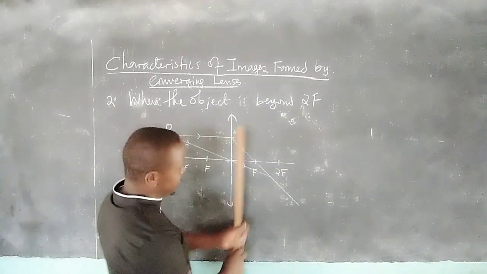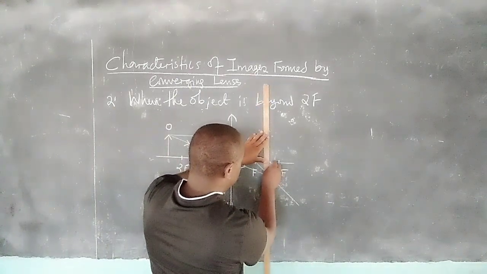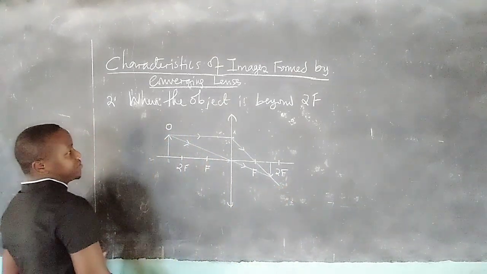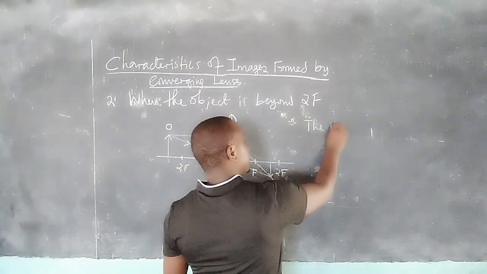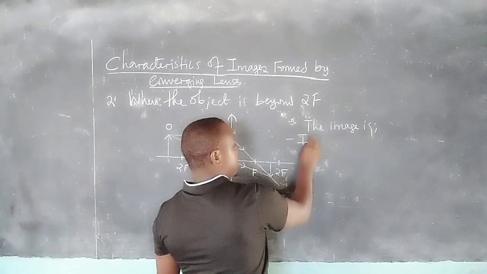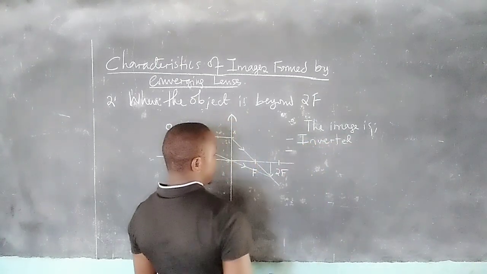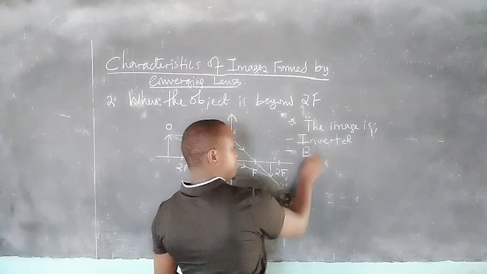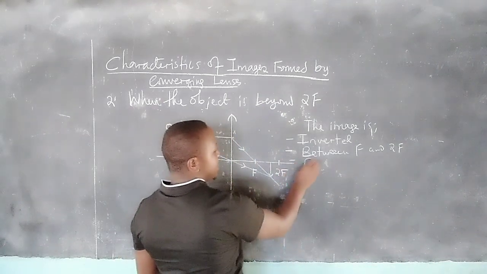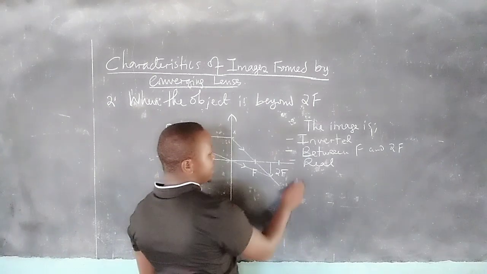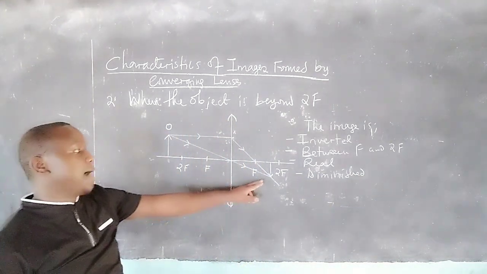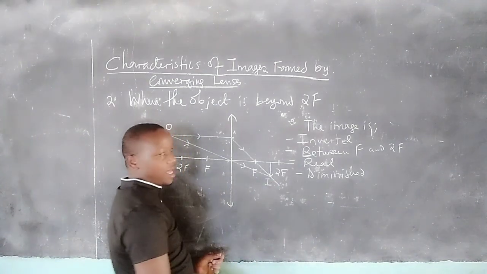And where the two rays intersect, they give us the tip of the image. So the image will be there. And we can give the characteristics and say the image is upside down or inverted. It is between F and 2F on the other side. That's why we are saying the image is real, and again the image is diminished. The word diminished means compared to the object, it has become smaller. The image I is smaller.